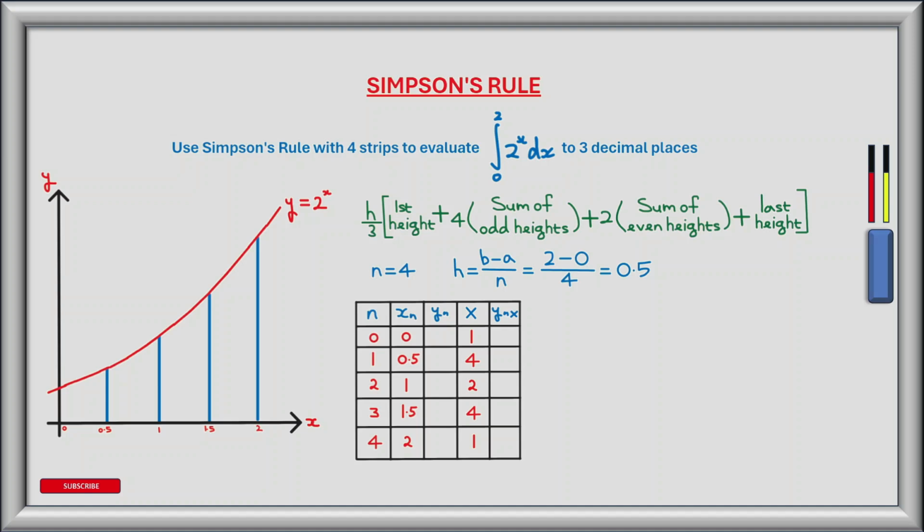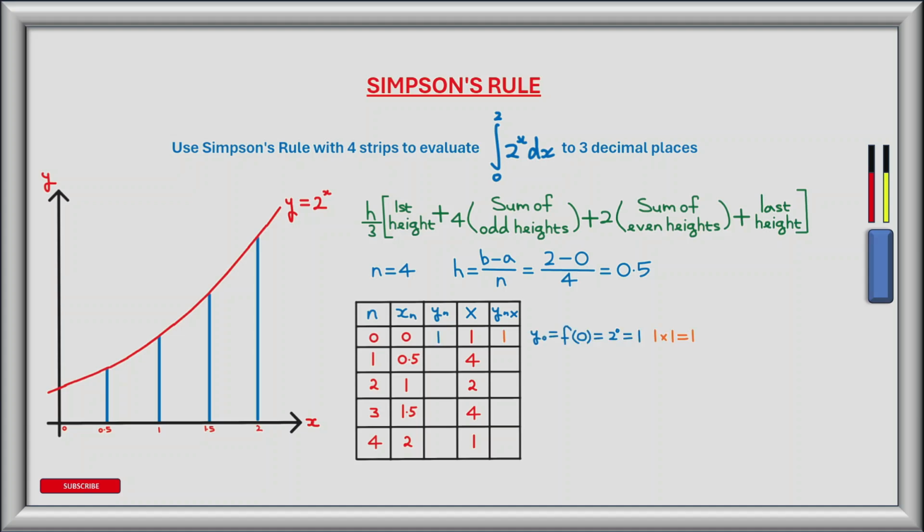The next column is the multiplier, which relates to the formula. So the first and last heights at x equals 0 and x equals 2 are multiplied by 1. The odd heights, so that's at x equals 0.5 and x equals 1.5, are multiplied by 4. And the even height at x equals 1 is multiplied by 2. The last column is the height, or the value in column yn, multiplied by its multiplier.